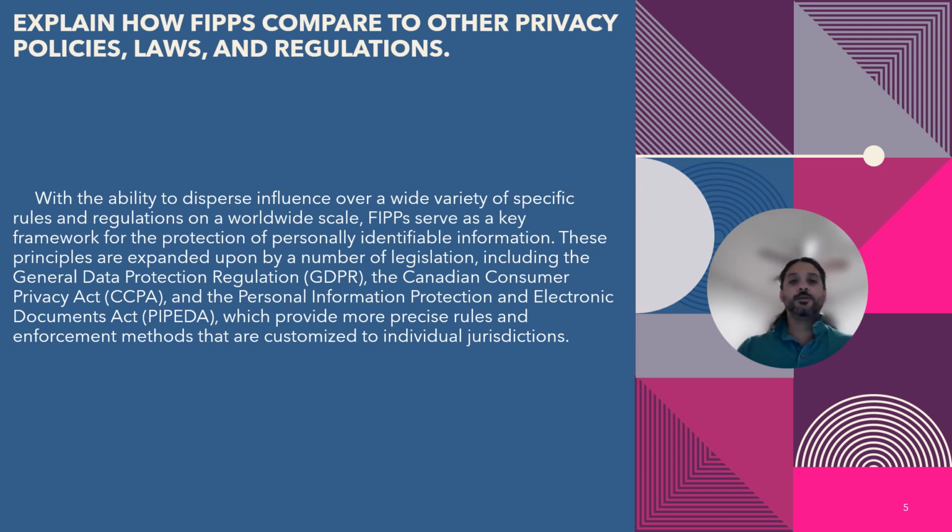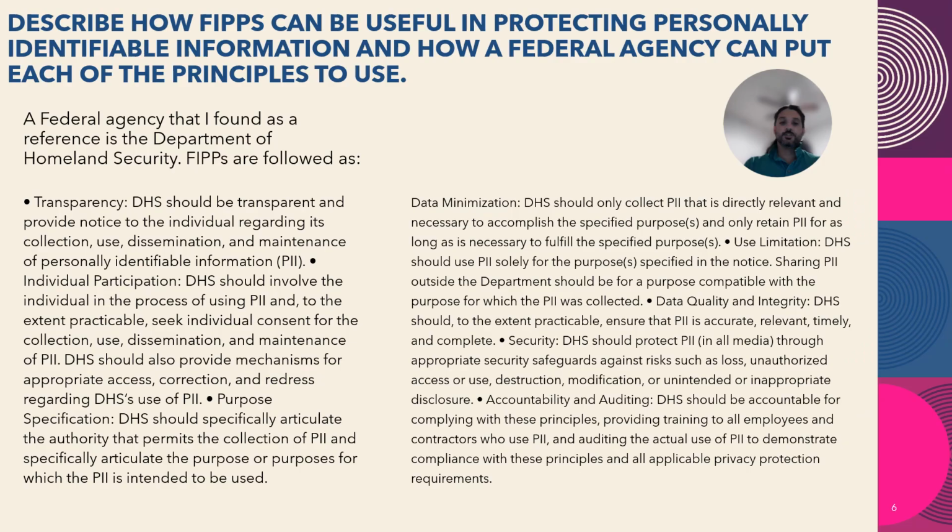Explain how FIPPs compare to other privacy policy laws and regulations. With the ability to disperse influence over a wide variety of specific rules and regulations on a worldwide scale, FIPPs serve as a key framework for the protection of personally identifiable information. These principles are expanded upon in a number of legislations, including the GDPR, the Canadian Consumer Privacy Act, and the Personal Information Protection and Electronic Documents Act, which provide more precise rules and enforcement methods customized to individual jurisdictions.